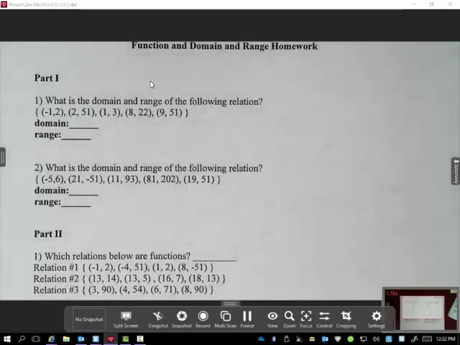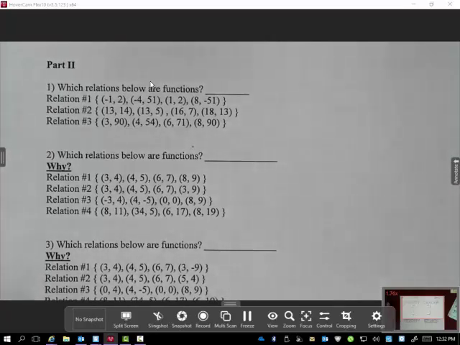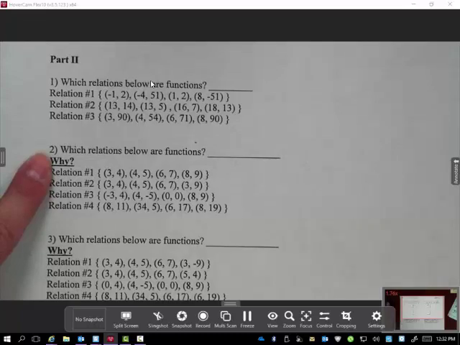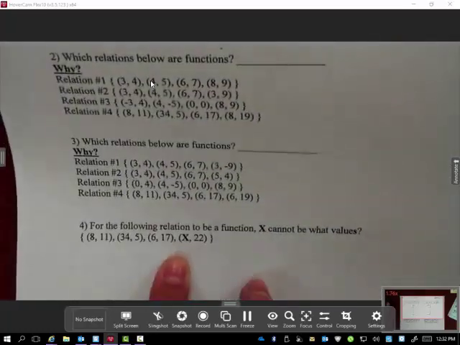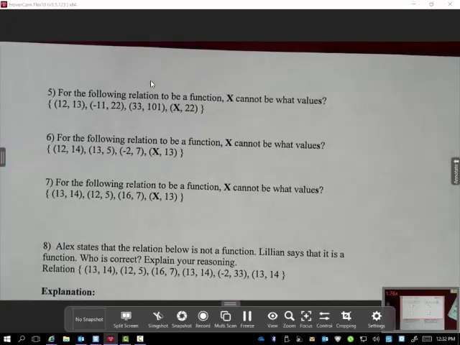Skip part 1 because we didn't get that far. Okay, so skip part 1, start with part 2. Tell your third and fourth period friends that as well because I forgot to tell them to skip part 1. So you're going to start on part 2. It says which relations below are functions. So you're looking at all 3 and I need an answer beside all 3. And then with number 2, it starts asking why. So please make sure you explain why it does or doesn't work. Okay? On the back, starting at number 4 on the bottom, and then on the back, that's where you're talking about what x values it cannot be.